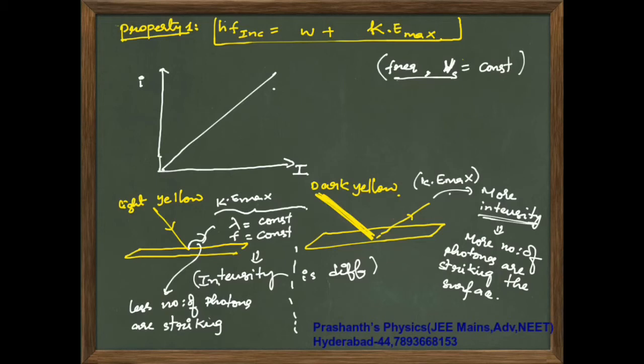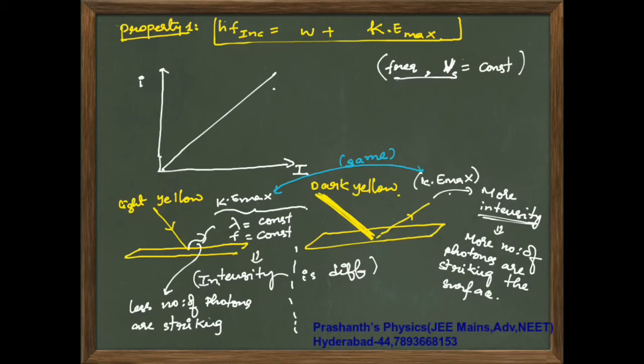If you take the same color, one light and the other dark, the first property I want you to know is that the intensities are different. Different intensities mean the ejected kinetic energies are the same. But the difference is that more intensity indicates more photons are striking the surface and electrons coming out, and less intensity indicates fewer photons are striking, but the ejected energies are the same.